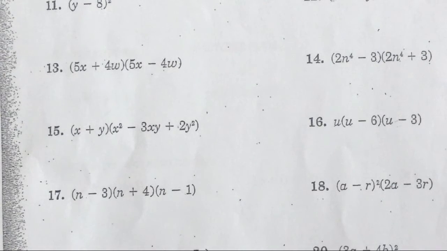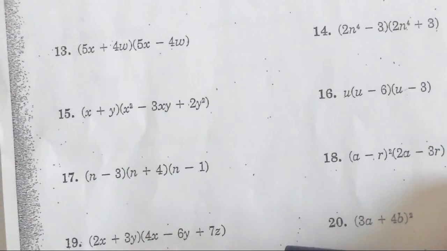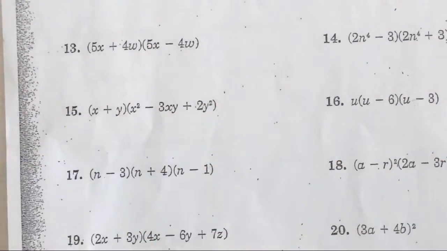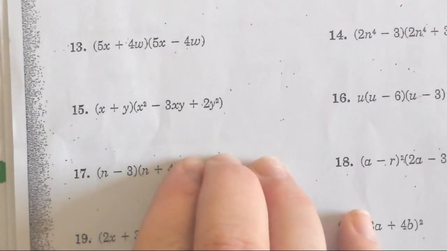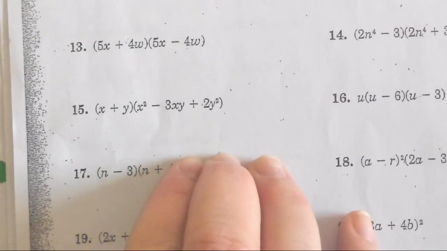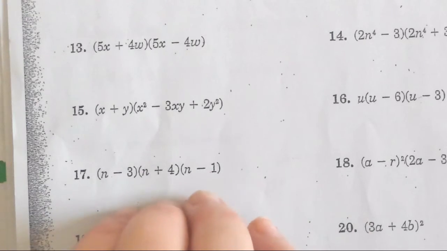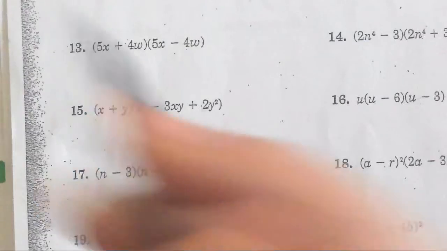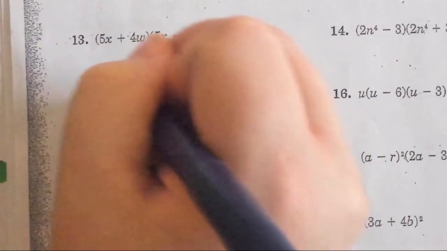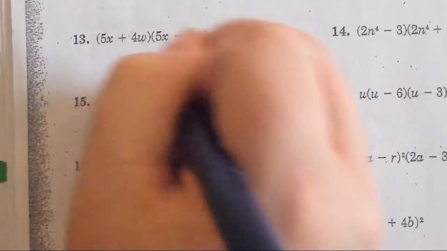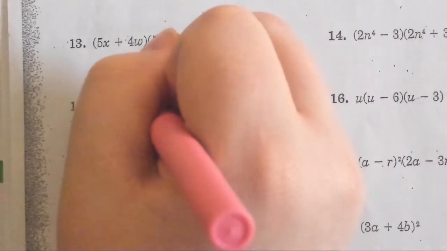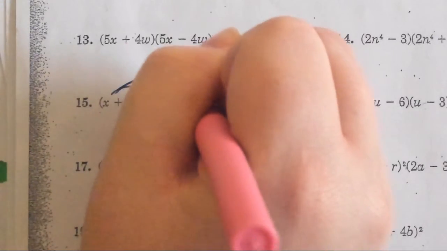Now, as for 17, you could FOIL with the first 2, and then distribute with the last. I really have a couple options on 17. But 15 and 19, I'm pretty set in stone. I have to send X to every single person in that second thing. And then I have to go back and send Y to every single person in that second thing.